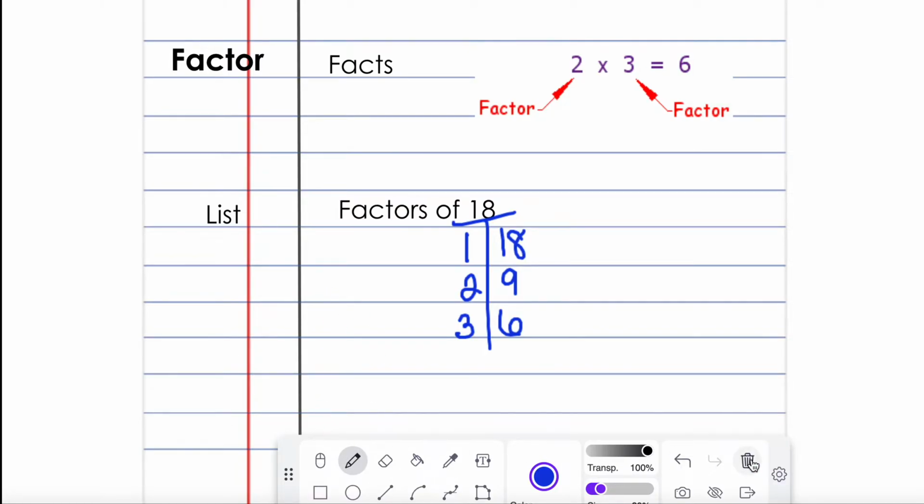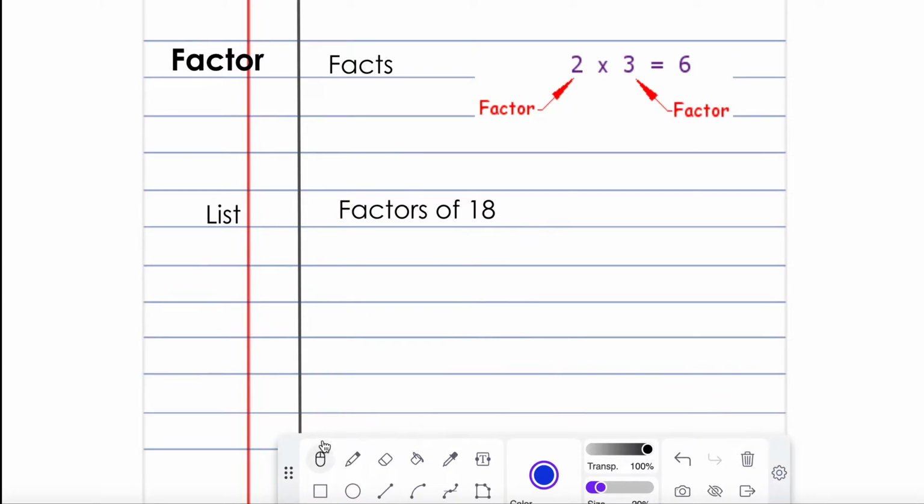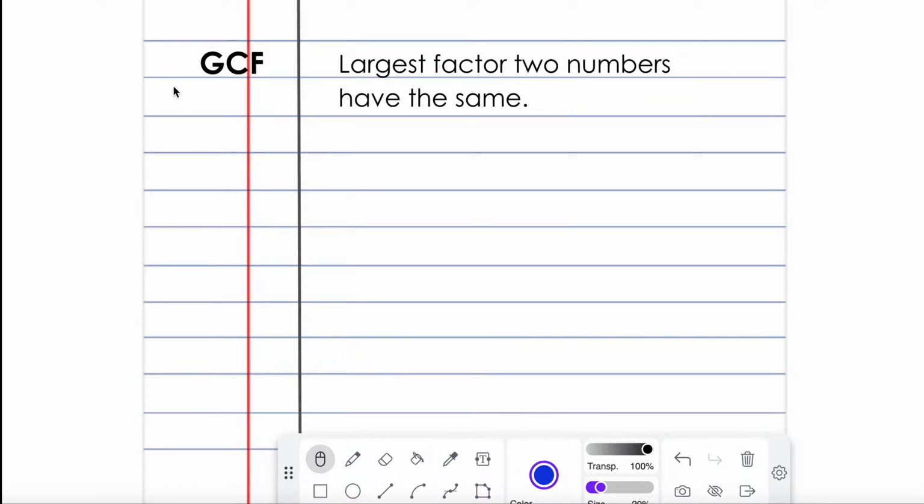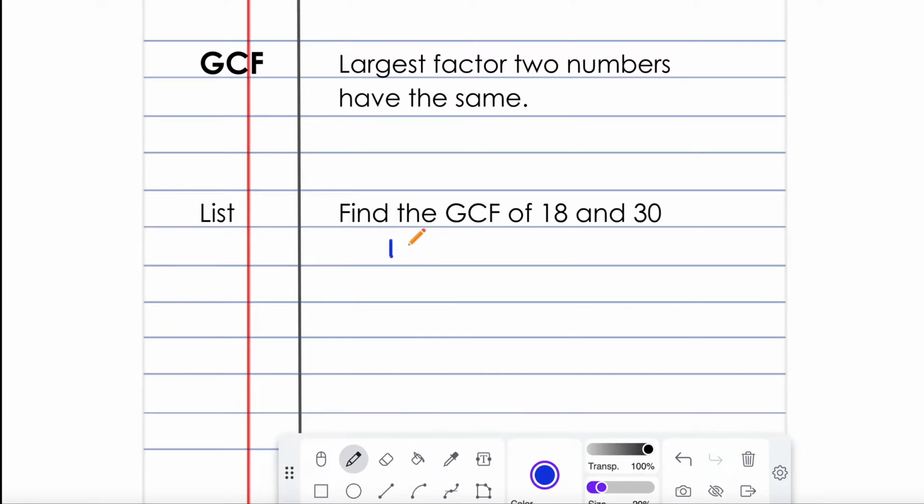So we're going to use that idea today to find the greatest common factor. The greatest or largest factor that two numbers have the same. So let's write the largest factor two numbers have the same. Remember, you can stop the video at any time to catch up. We're going to use that idea of a list. So we're going to find the greatest common factor of 18, which we already did, and 30.